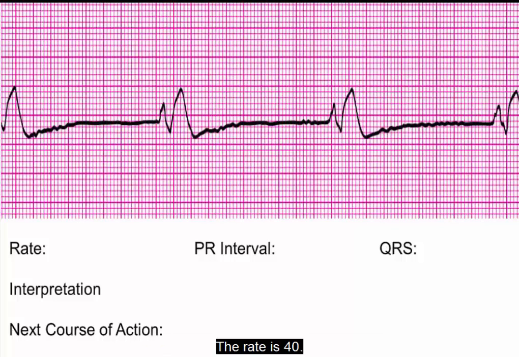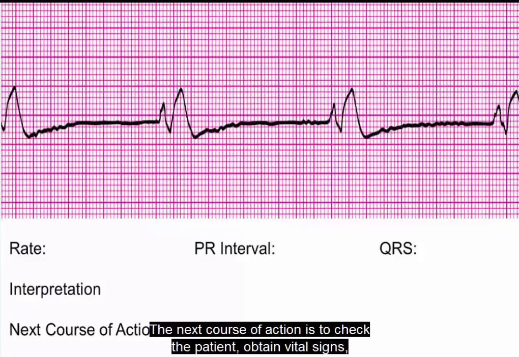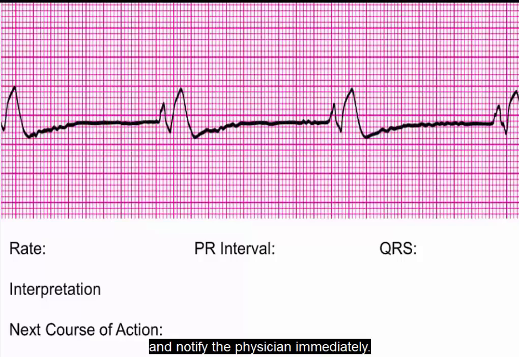The rate is 40, the PR interval is none, the QRS is 0.4. This is an idioventricular rhythm. The next course of action is to check the patient, obtain vital signs, and notify the physician immediately. If the patient is pulseless, then call a code.